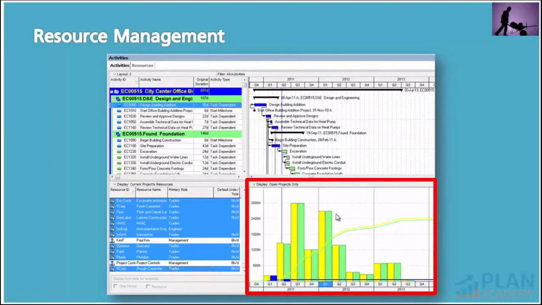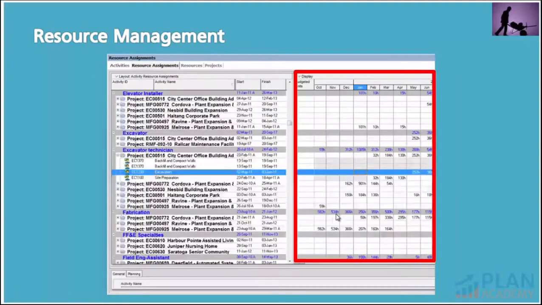Graphical resource analysis, where we can see how resources are being used and where there are peaks and valleys in our utilization. There's also this. This is portfolio management, where we can see how resources are being used across a series of projects and where they're being allocated across an entire portfolio. There's lots more too.